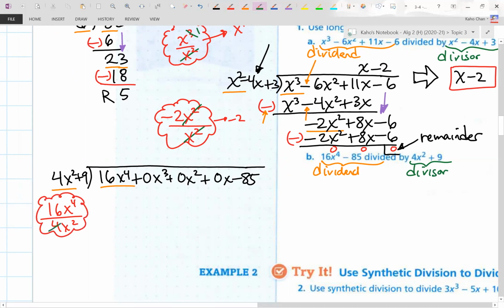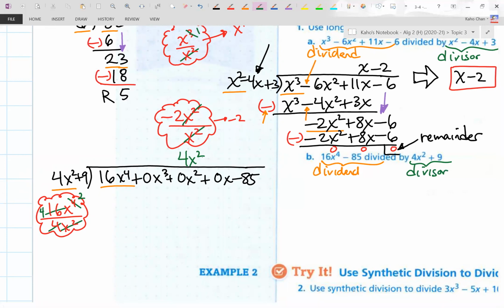4 goes into 16 4 times. And x squared cancels with 2 of those x's right there, leaving x squared. So my number is 4x squared. Put right there. That is what will give me my 16x to the fourth first term there.